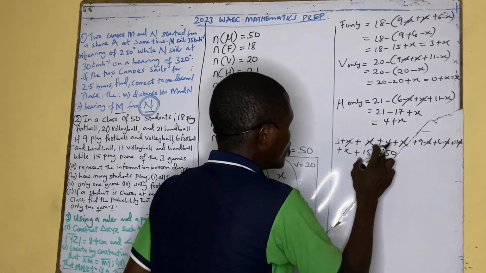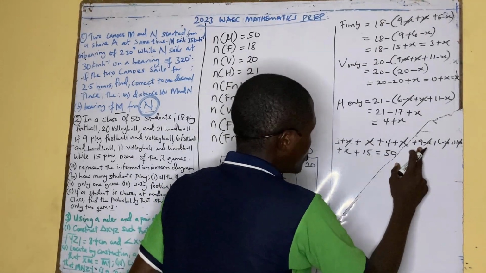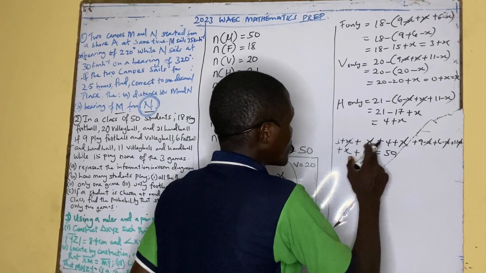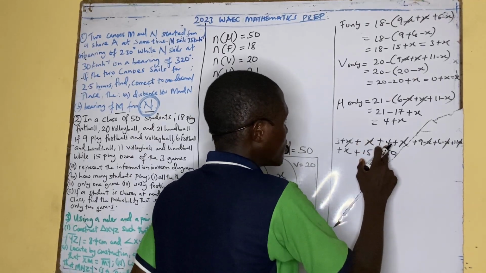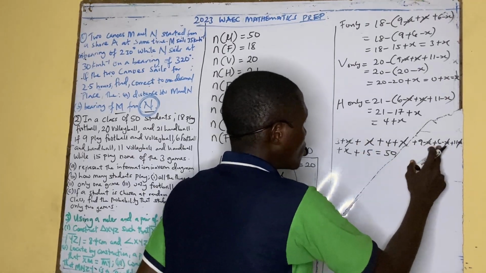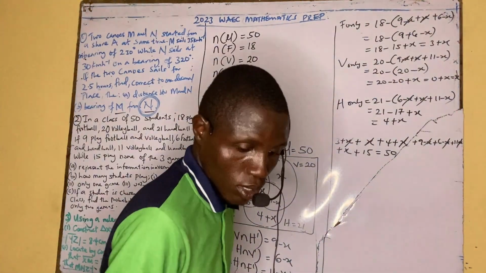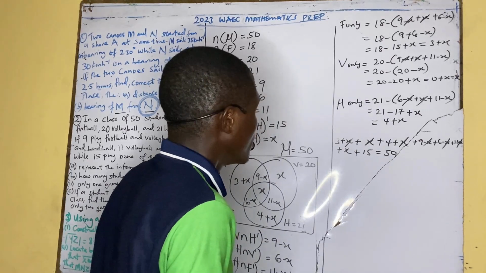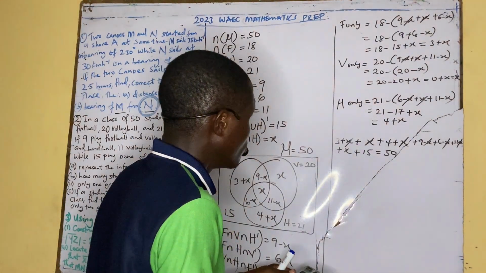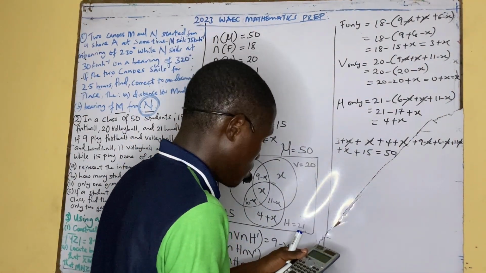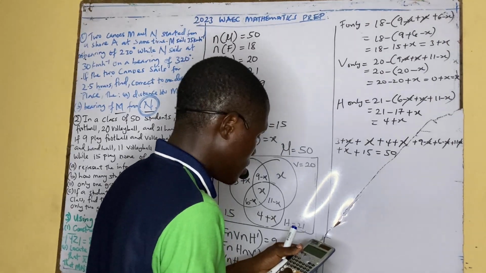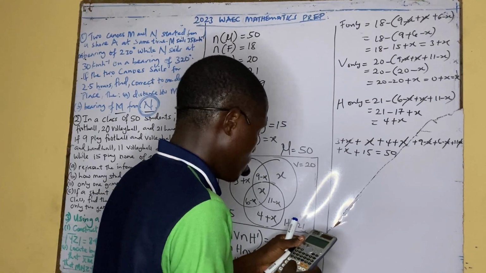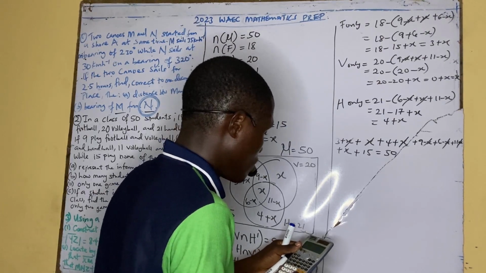So 3 plus 4 is 7, plus 9 is 16, plus 6 is 22, plus 11 is 33, plus 15 is 48. Let's do it again: 3 plus 4 plus 9 plus 6 plus 11 plus 15 equals 48.